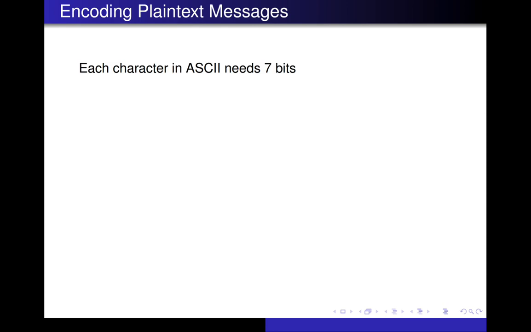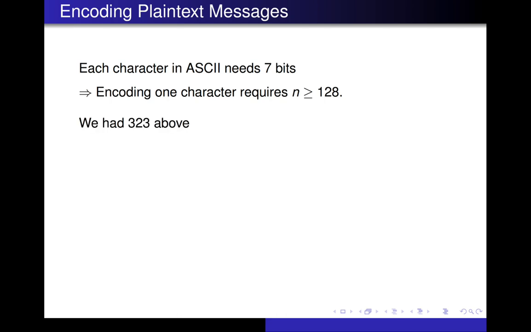Now, encoding plain text messages is going to be a real pain in a practical manner, because if we encode a character in ASCII, each character needs 7 bits. And if you think about what that means in terms of how big your number n has to be, well, 7 bits is 128 possible numbers in base 2, right? And so that means your n has to be at least that big. Remember, our n was a little bit north of 300, right? So 128, that's just one character. We had 323 in the above example that we did.